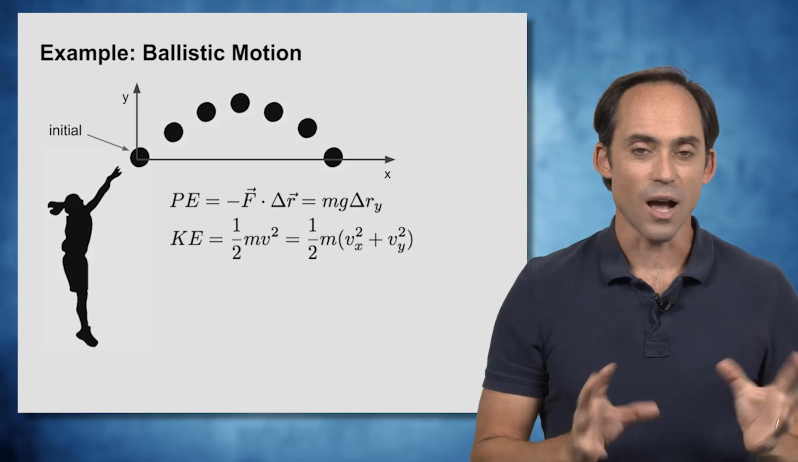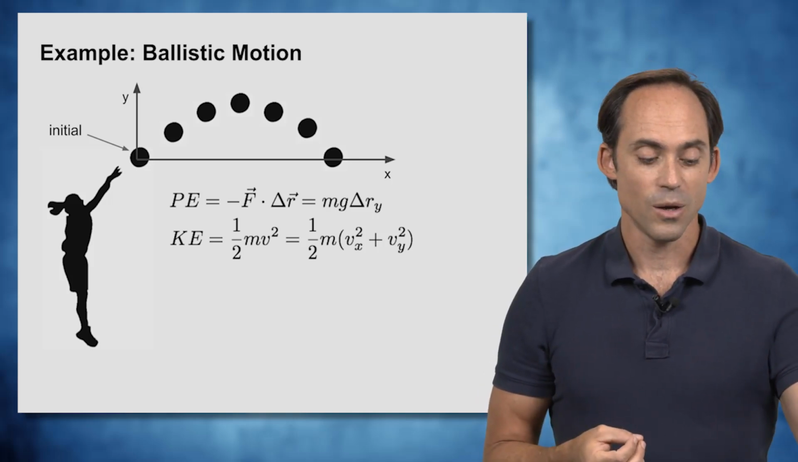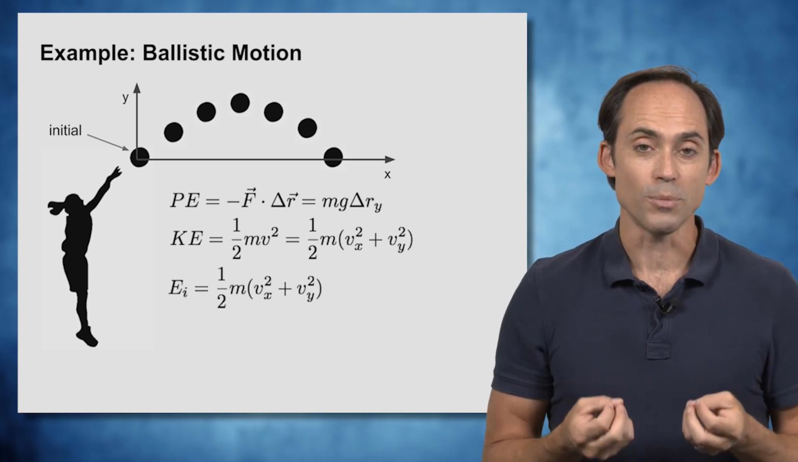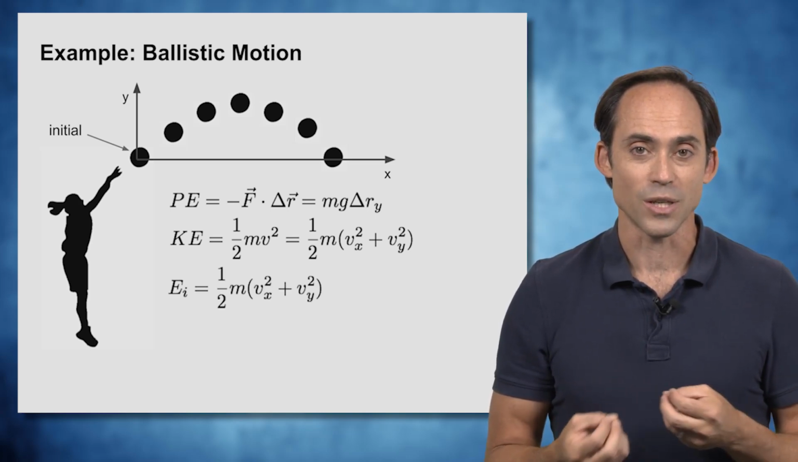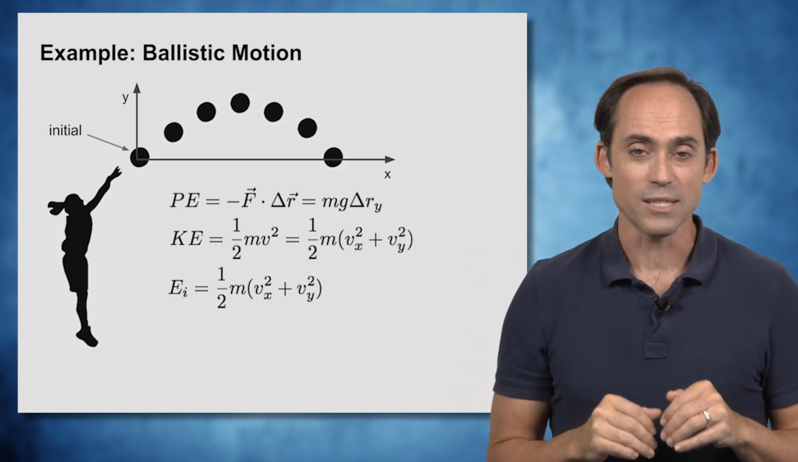So now let's take a couple of specific points. Let's look at the initial point of where she releases the ball. We can compute the total mechanical energy at that point as the sum of potential and kinetic. The potential is 0 because we're at our 0 point of our y scale.